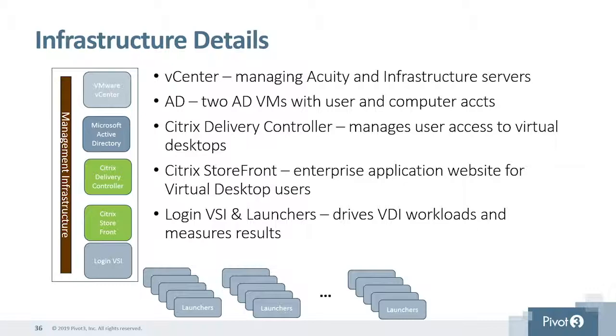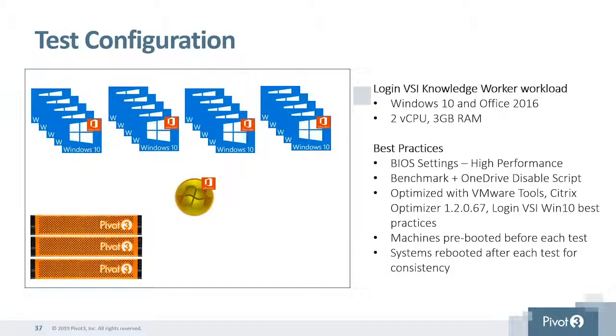Next slide. Okay, and the test configuration results, more of the details. The Windows 10 VMs and the gold images were deployed on the Acuity 3-node system. We used the Login VSI knowledge worker workload. That's with Windows 10 and Office 2016, quite new versions of Windows.